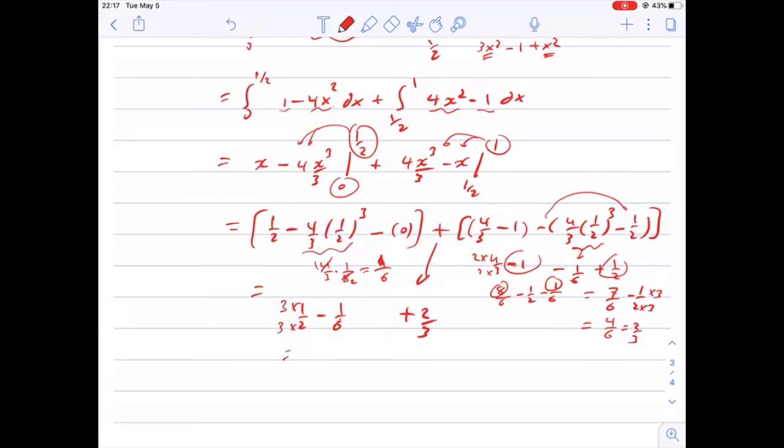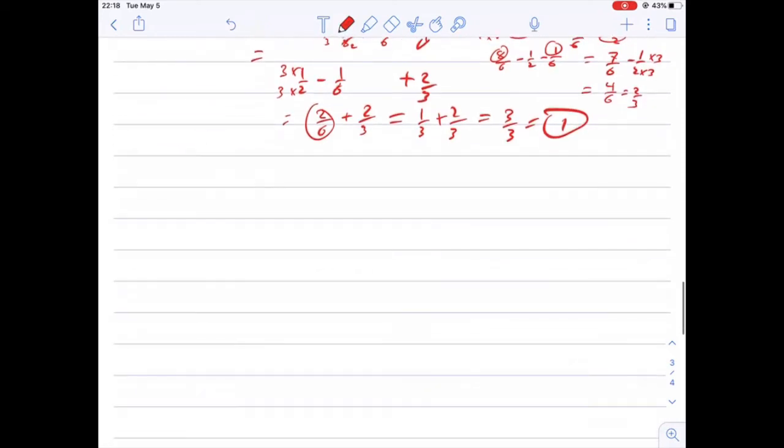Now we multiply by 3 here. We have 3 minus 1 is 2/6 plus 2/3, which is 2/6 is 1/3 plus 2/3. That's 3/3, which is equal to 1. So the area is 1 unit. Now the last example.